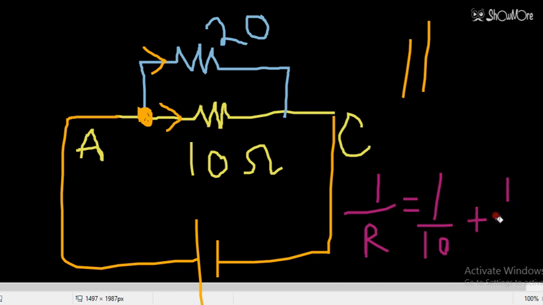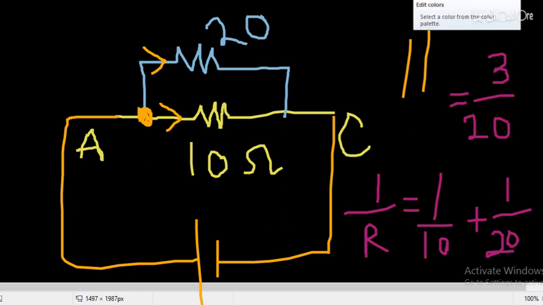Now you have to take the LCM. LCM is 20. The rest is mathematical calculation. So you find 1 by R equals 3 by 20. Then you take the reciprocal. So the final answer for this question is 20 by 3 ohm. The effective resistance between point A and C is 20 by 3 ohm.